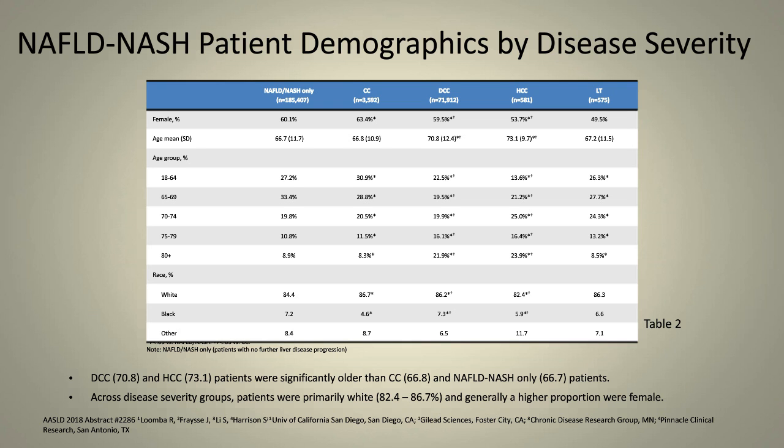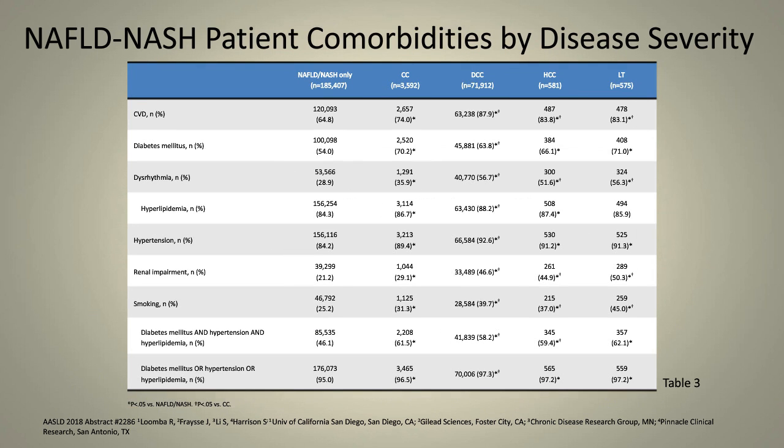So then this just highlights when we look at comorbidities by disease severity, we see a very frequent number of patients with diabetes and heart disease, as well as hypertension. And consistent with the literature, if you look at NAFLD and NASH, about 20% of people have renal impairment. Cirrhotics, it rises to about 30%. Decompensated disease, about half. The same for liver cancer and liver transplantation. So renal impairment is actually a real problem in these patients.